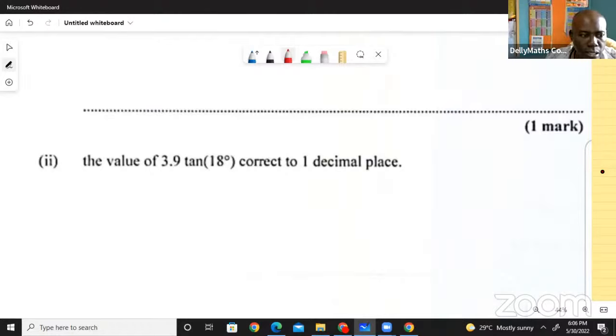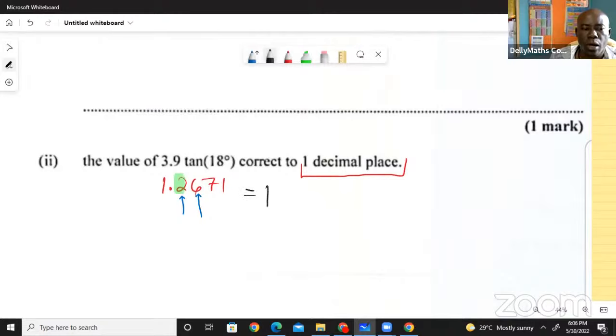Make sure that your calculator is in degree mode as well. You're going to get 1.267, and it goes on. But they ask us for 1 decimal place. Therefore, we're going to mark this spot and then look to the right. The number 6 is in the 5 to 9 category. That means the digit will go up by 1. So the answer to 1 dp is 1.3. There you have it.